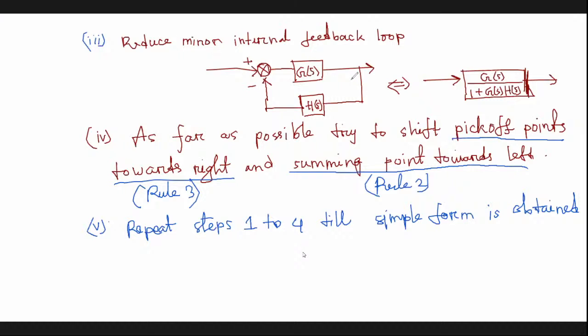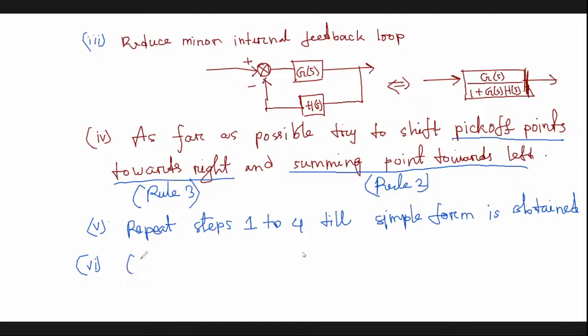Then 4, as far as possible, try to shift the pickup point towards the right and the summing point towards the left. So apply rule 2 and rule 3 as far as possible. Okay, good. Now we're going to talk about the final steps, and after the final steps, I will tell you to solve some problems from the book.